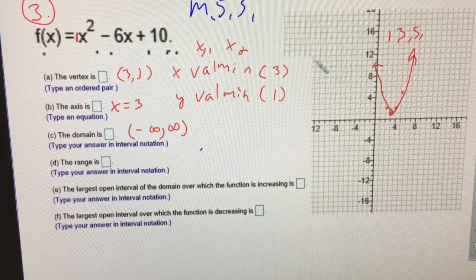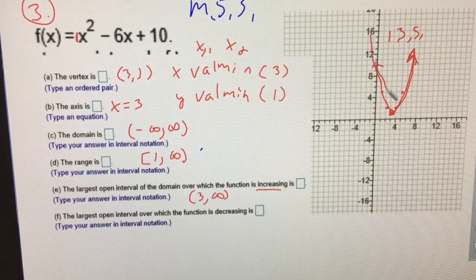The range is going to be from this lowest y value, which is 1. So it's going to be bracket 1 to infinity. The domain where the function is increasing, that's on this part going to the right of the axis of symmetry. So increasing is a parenthesis usually. So that's going to be 3 to infinity. And then it's decreasing from -infinity to 3.